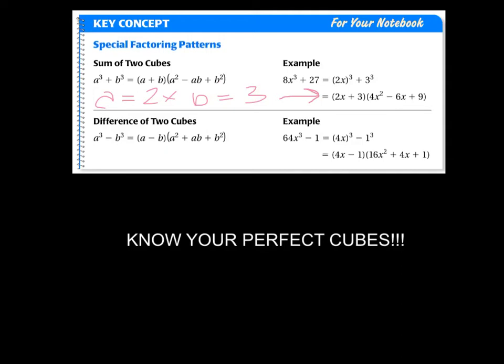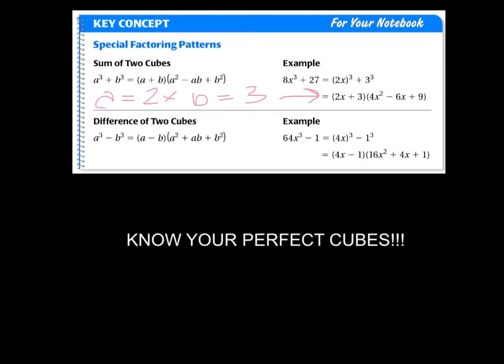Now for the difference of two cubes, essentially we have the same formula, but our signs change a little bit. We have a cubed minus b cubed equals a minus b. Note that the minus is inside the first binomial this time. And in our second set of parentheses, we have a squared plus ab plus b squared. So everything in the second term is all positive, and our minus sign is going to be in the first term. Let's take a look at the example.